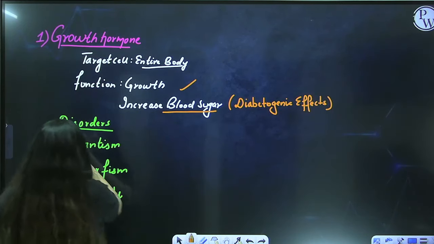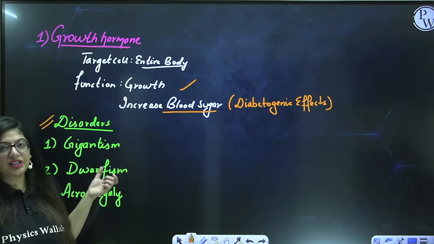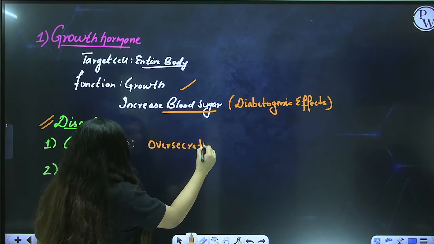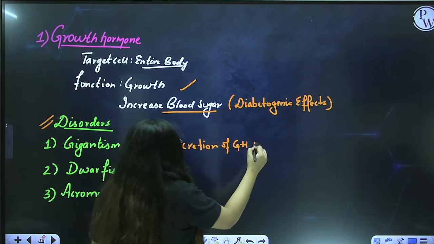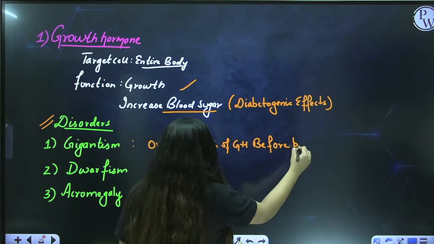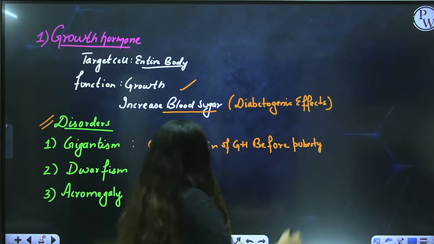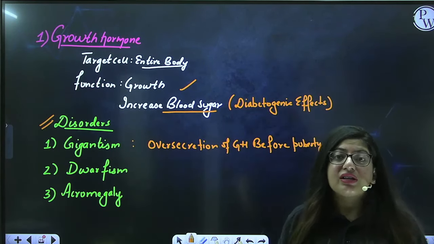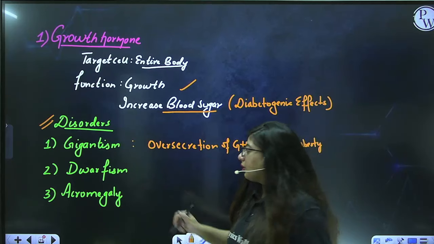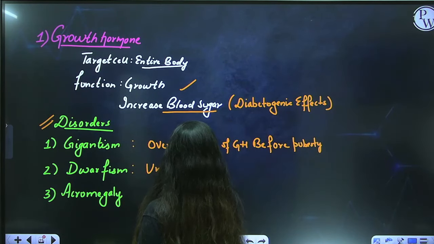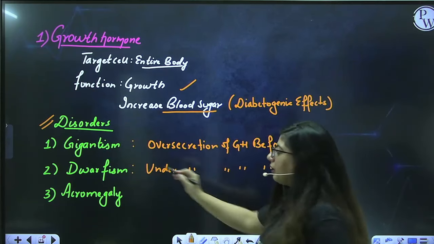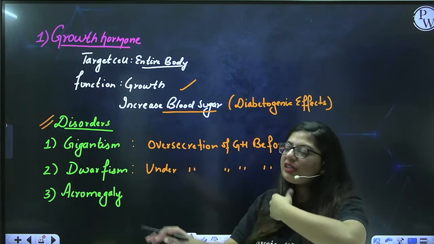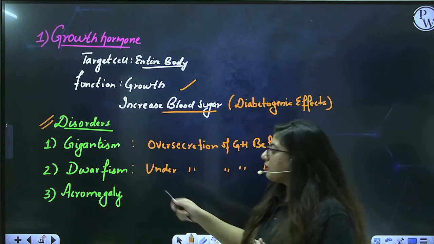Then, what are the disorders associated with growth hormone? The first disorder is gigantism. It occurs due to oversecretion of growth hormone before puberty. If someone has excessive secretion of growth hormone before puberty, the height may increase up to sometimes 7 to 8 feet. So that's a case of gigantism. But if there is undersecretion, that means less secretion of growth hormone before puberty, the person's height can be low, and that is dwarfism. Those people who have very small height are known as midgets or dwarfs; they have dwarfism.